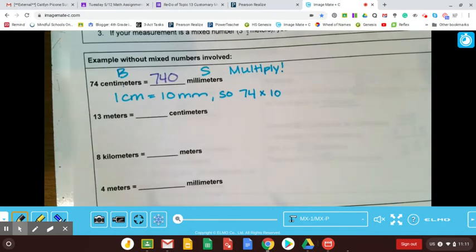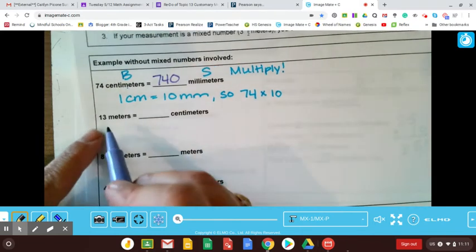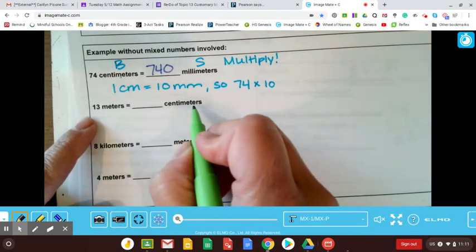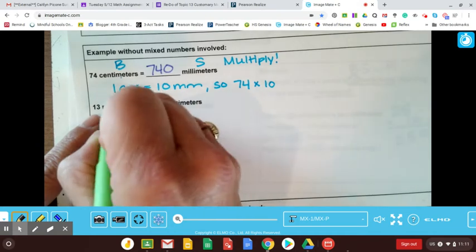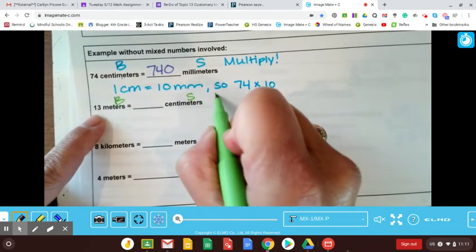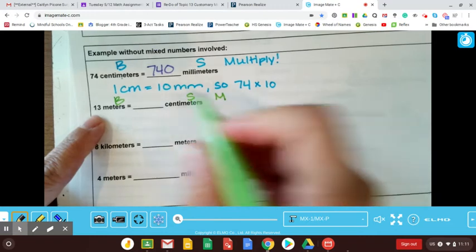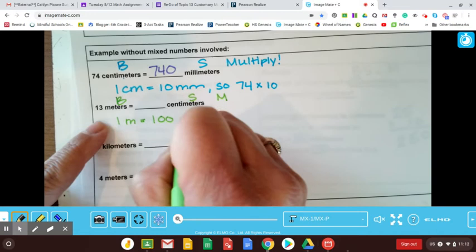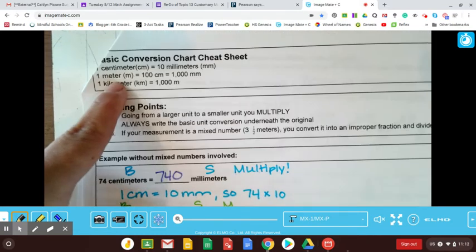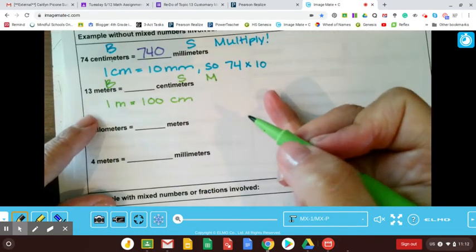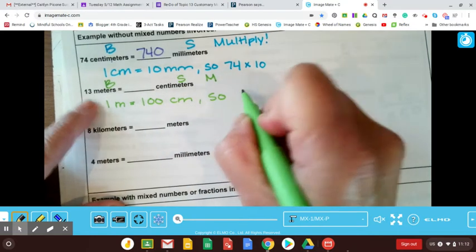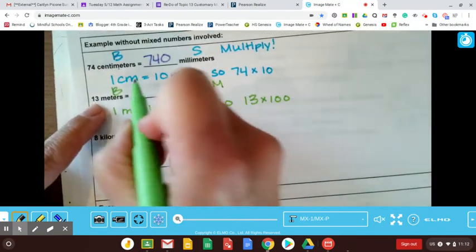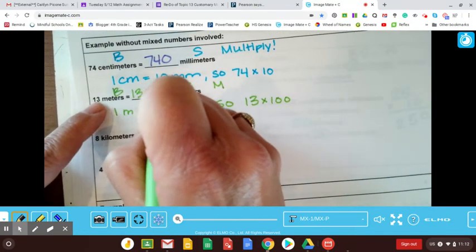All right, let's do the next one. For this next one, I have 13 meters equals how many centimeters? Meters to centimeters. So I'm going from big to small, multiply. I know that in 1 meter, I have 100 centimeters. I have it up here, 1 meter, 100 centimeters. So I need to multiply 13 times 100. And when I do that, I get 1,300.